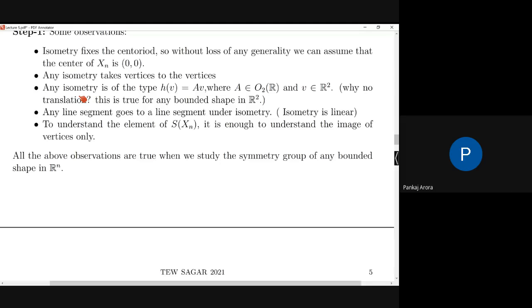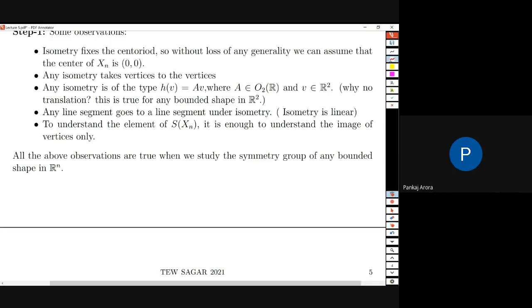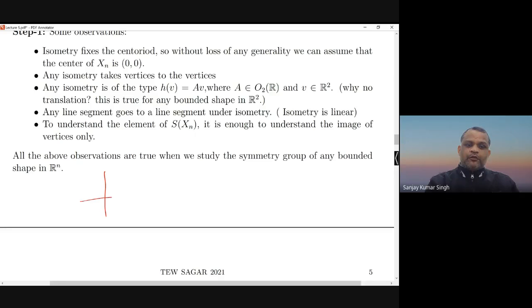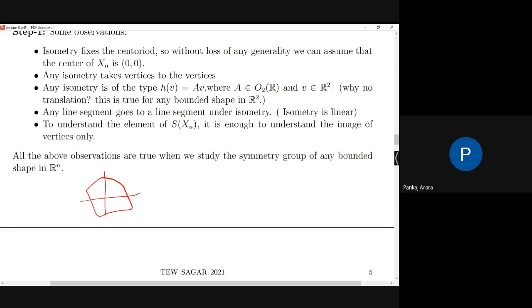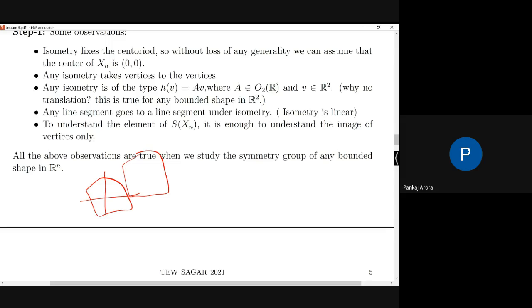Sir, please explain this part again, why there is no translation. Suppose a translation is there. Suppose in the picture, this is the object. Some translation is there. Suppose you are translating by some vector. So it will translate and come here. But the position is now changed, no? But sir, the overall shape remains the same. Yes. Then why are we facing a problem in having a translation?